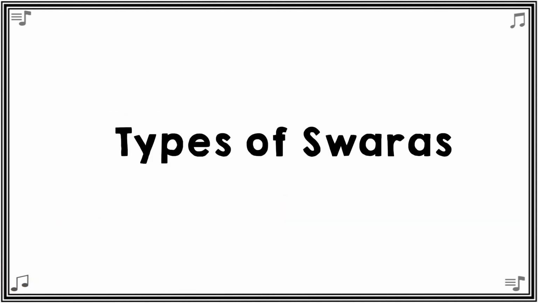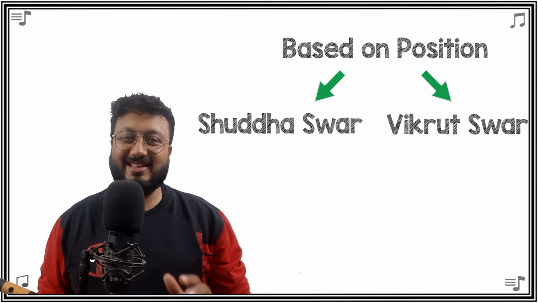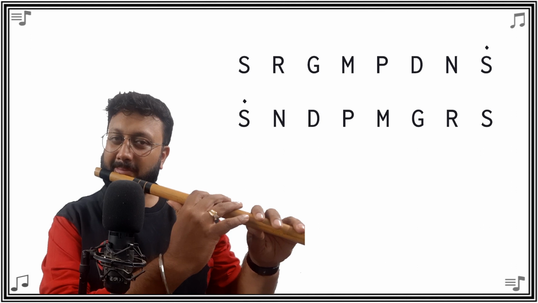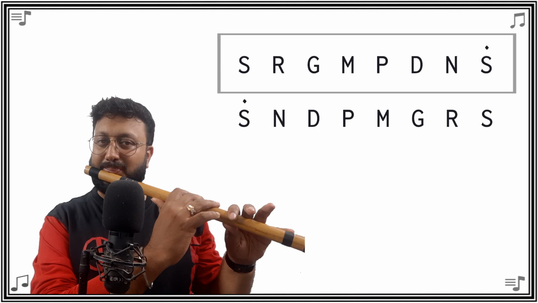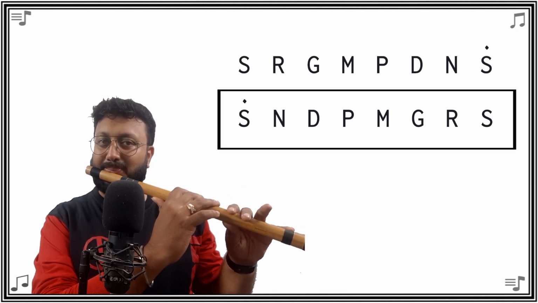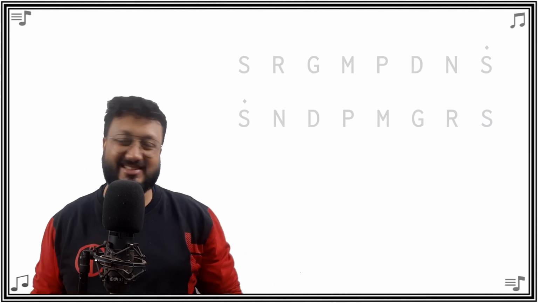What are the types of swaras? Now, based on the nature and the position of the swaras, there are two main types of swara. One is the shuddha swara and second is the Vikrut swara. So till date, the swaras that we have been practicing are the shuddha swaras. So this scale in Aroha and Avroha is the Shuddha Swara scale.